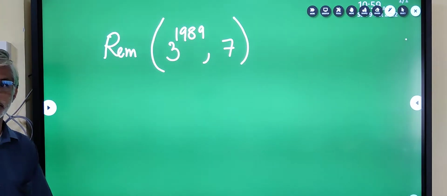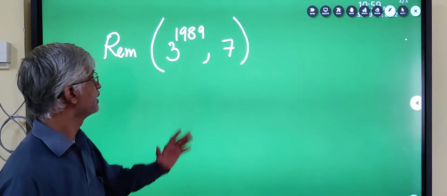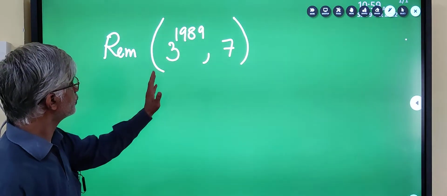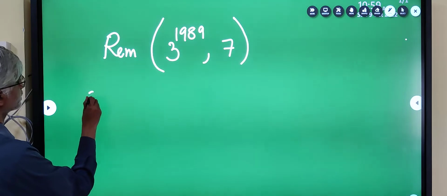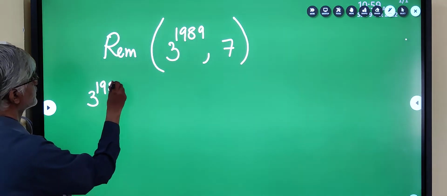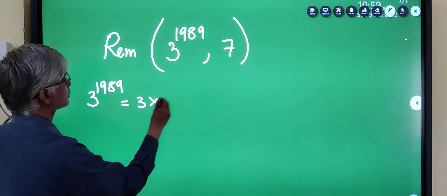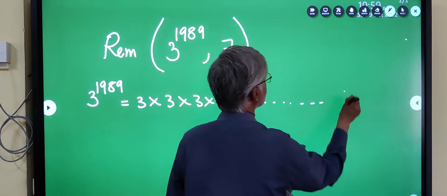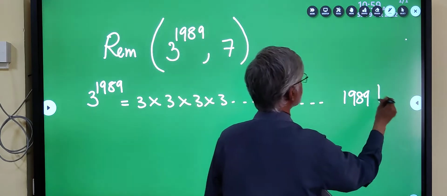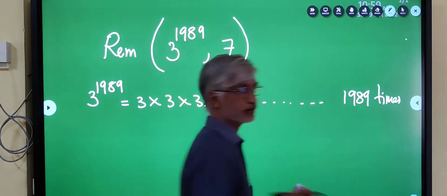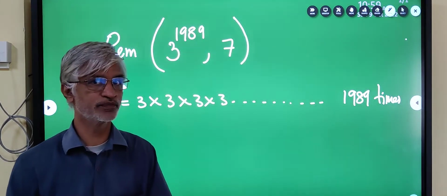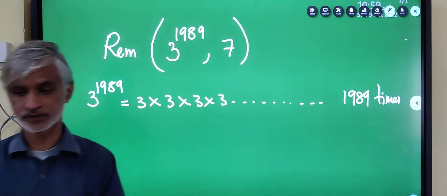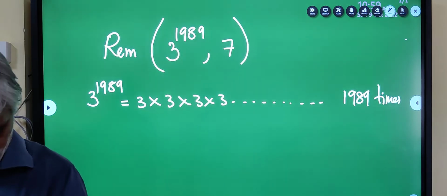So let us slow down a bit. I just want to do this in an organized way. So basically, what is 3 raised to 1989? This is nothing but 3 into 3 into 3 into 3, 1989 times. Now, the essential idea has already been conveyed. Is there a grouping that is going to help us?